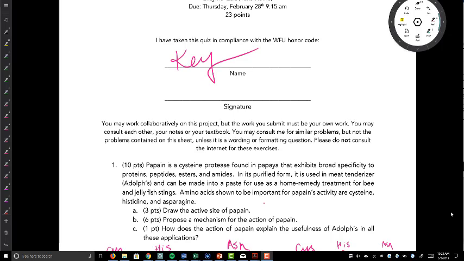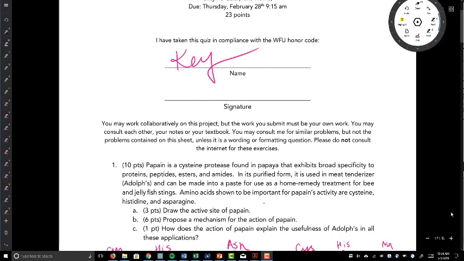Okay, so the first question is a problem where I'm asking you to predict the mechanism of an enzyme based on the substrate and the amino acids that are contained in the active site. Now, there are two enzyme mechanisms in your toolkit that you have to work with. You have a serine protease, which is chymotrypsin, and you have an aspartate protease, which is HIV protease. And based off the composition of the active site of papain, you should be able to predict which mechanism this will be more similar to.